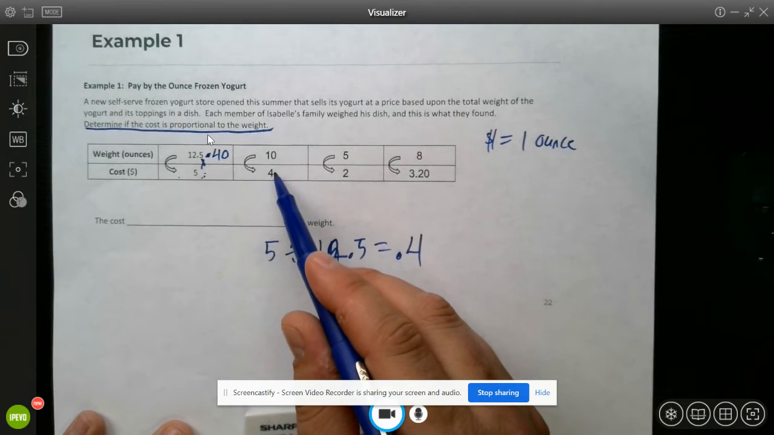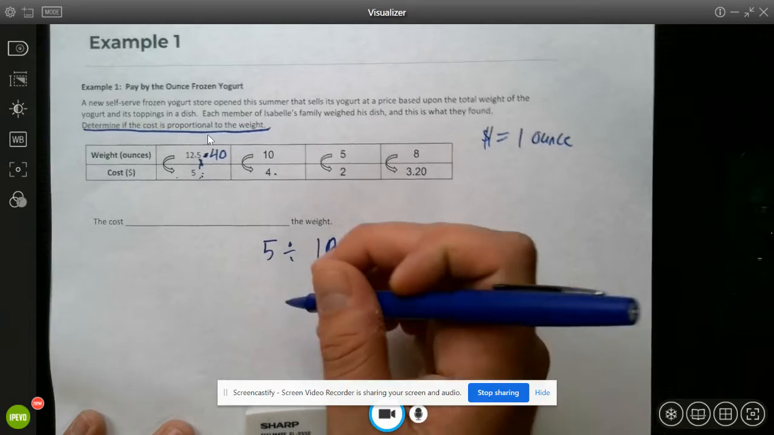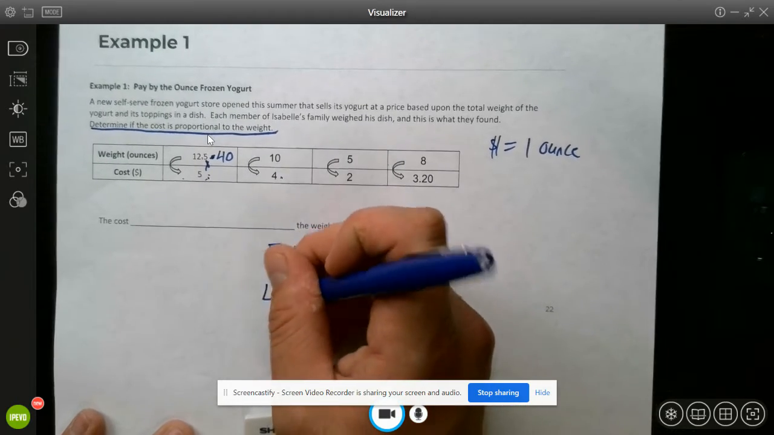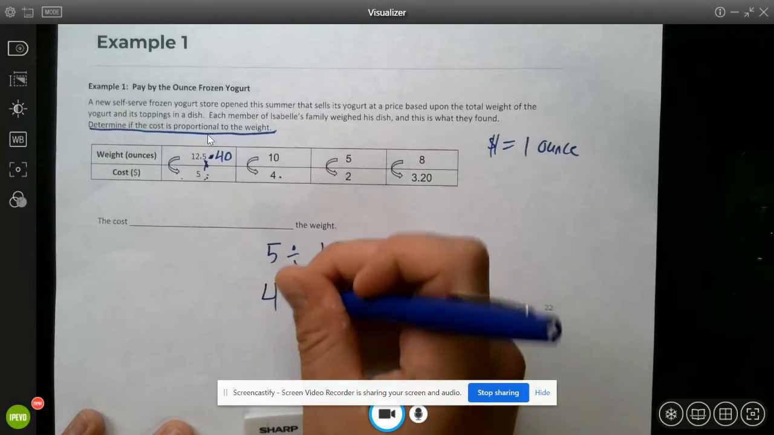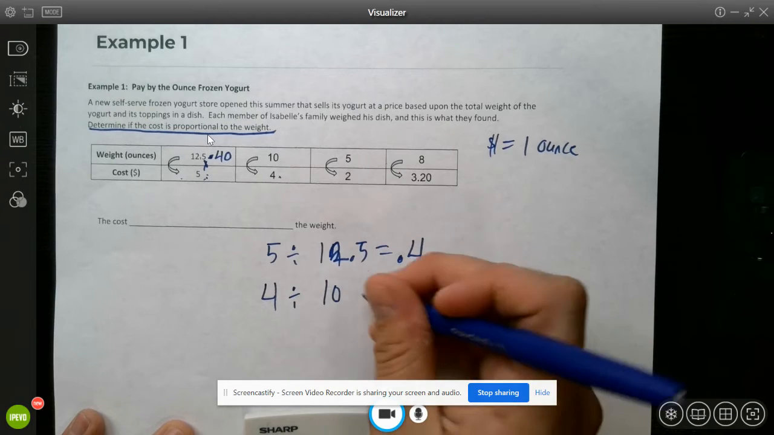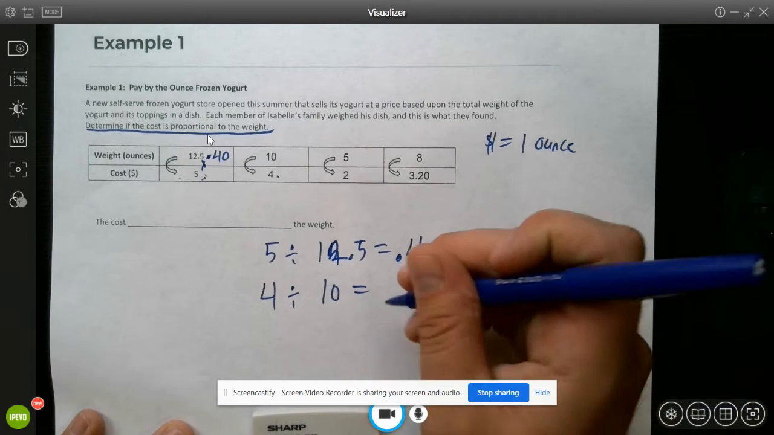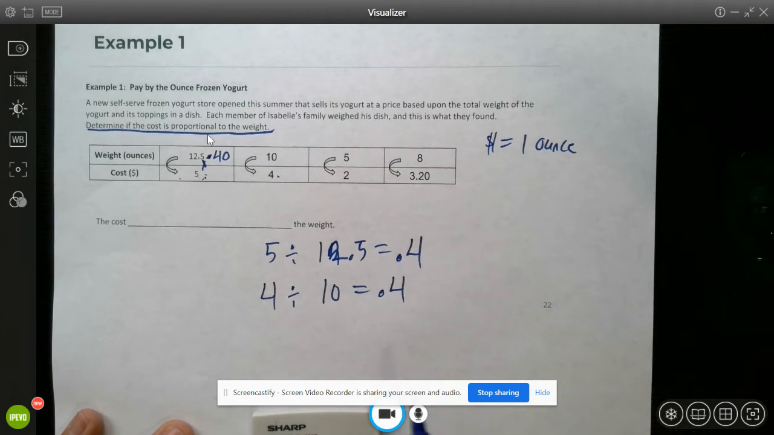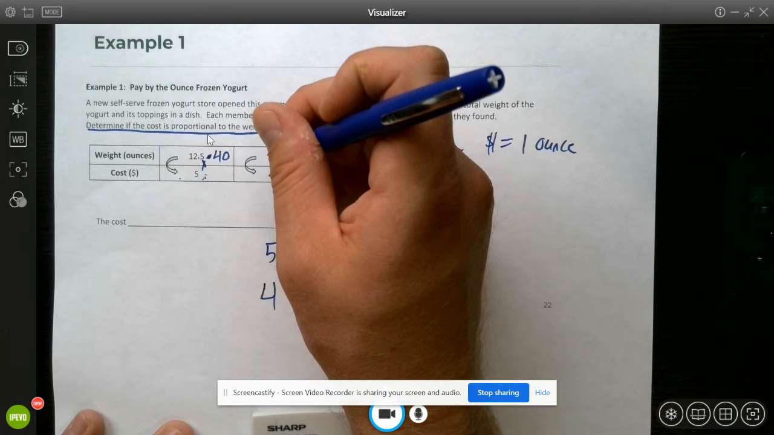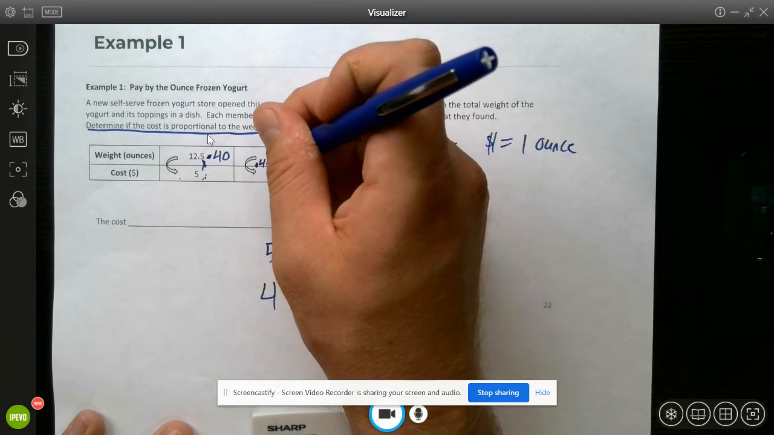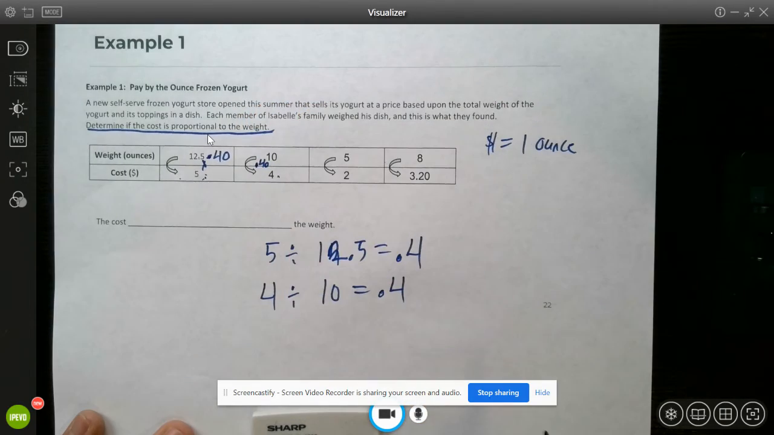The next one says we paid $4 for 10 ounces. So we paid $4 for 10 ounces. We're going to do 4 divided by 10. I'm going to use my handy dandy calculator. 4 divided by 10. And that equals 0.4 again. So again, they did 10 times 0.40 and got $4.